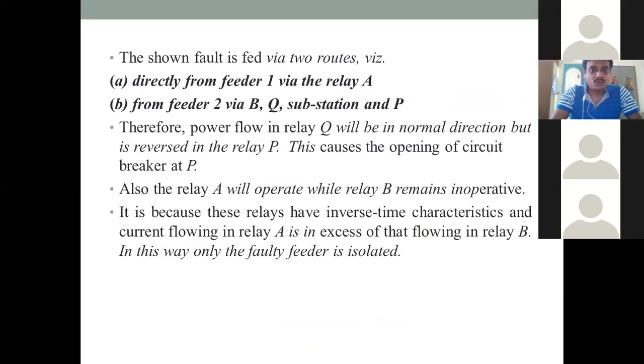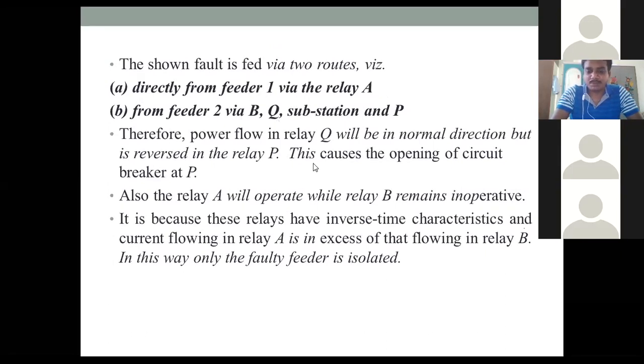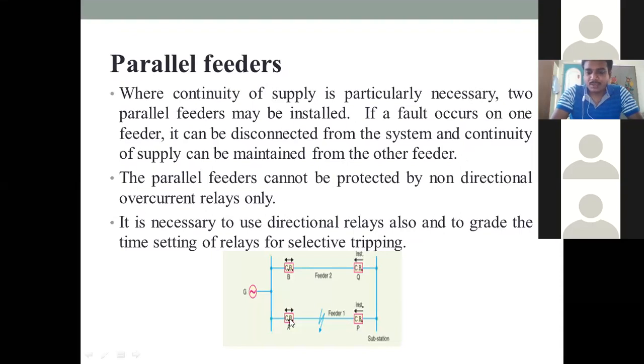Another thing is that two types of fault may occur. One is directly from feeder 1 via relay A, and feeder 2 via relay B, at the substation. Like this, directly also it may occur in this way.